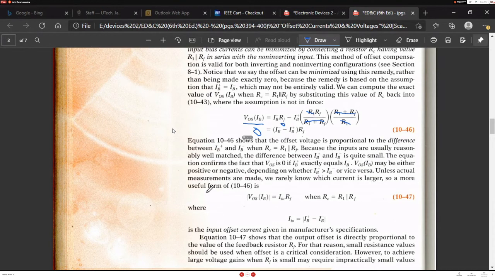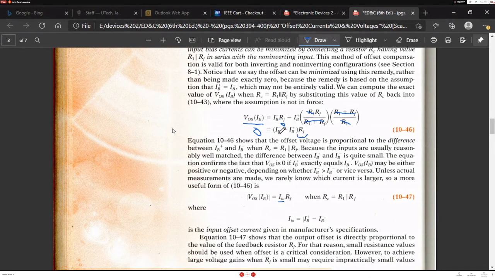So a more useful equation for equation 4.6, or 1046 rather, is this. Take the modulus. Now the modulus of the output offset voltage due to the bias current is equal to IIO RF. Now, what is IIO? So we're bringing in a new term, IIO. RF is RF already.